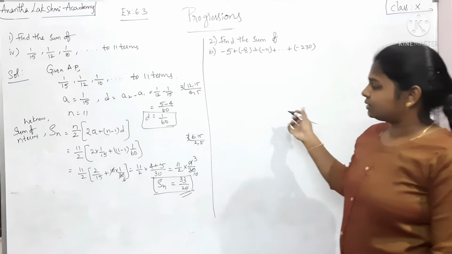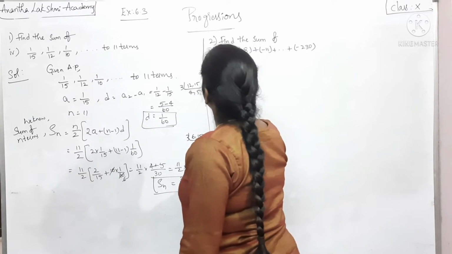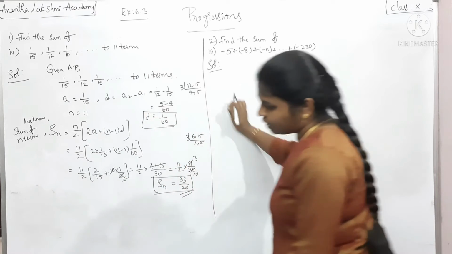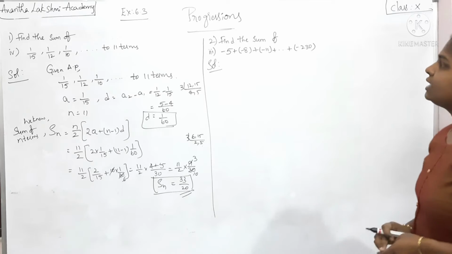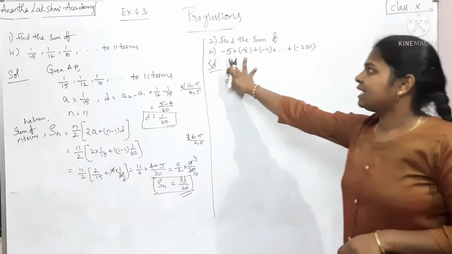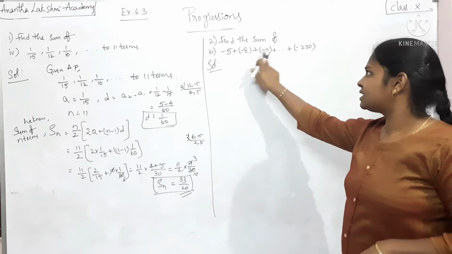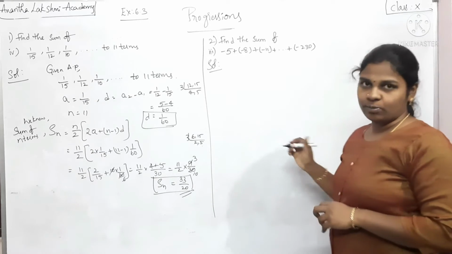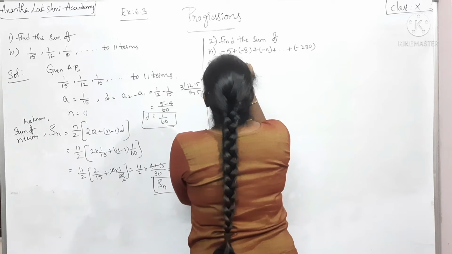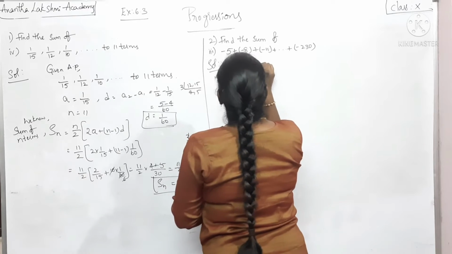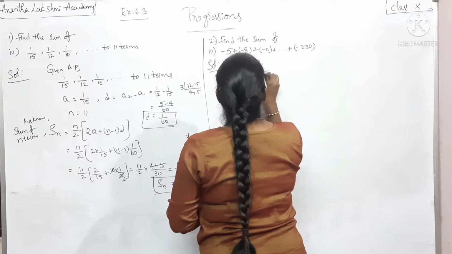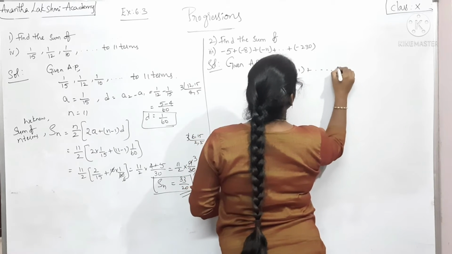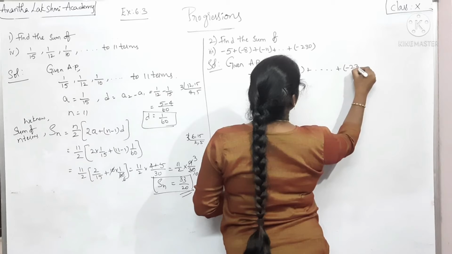Let me solve the second problem. Now that we are done with the first problem, this one is to find the sum of a negative series: minus 5, minus 8, minus 11 and so on, up to minus 230. That's the reason I have picked up this problem. So let me write it as, given AP: minus 5 plus minus 8 plus minus 11 plus and so on plus minus 230.